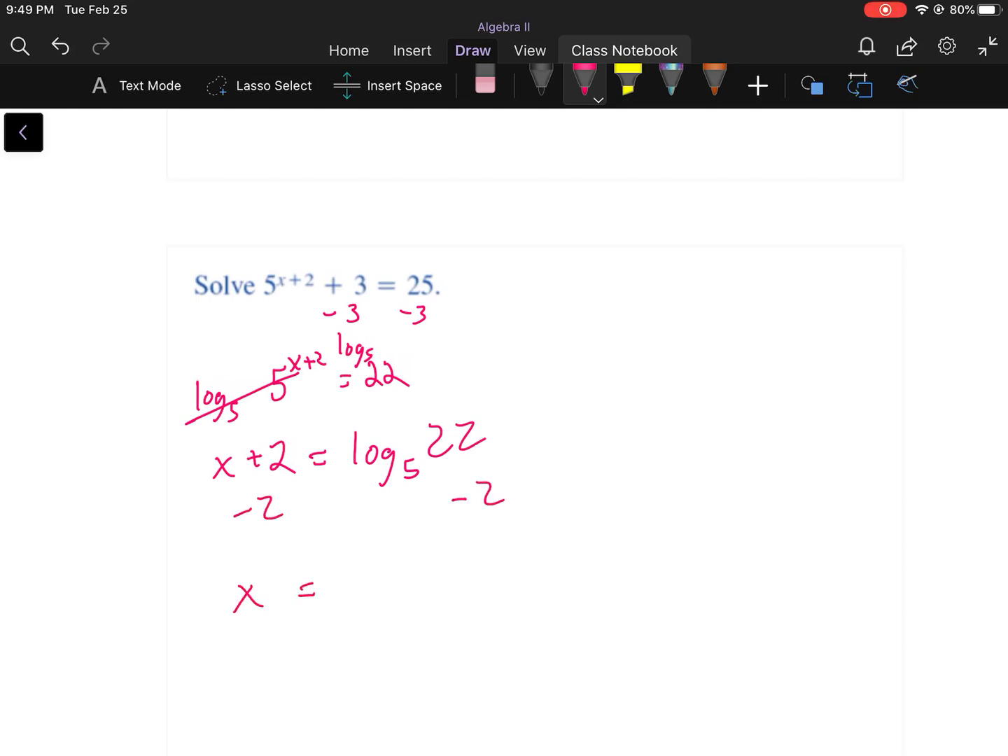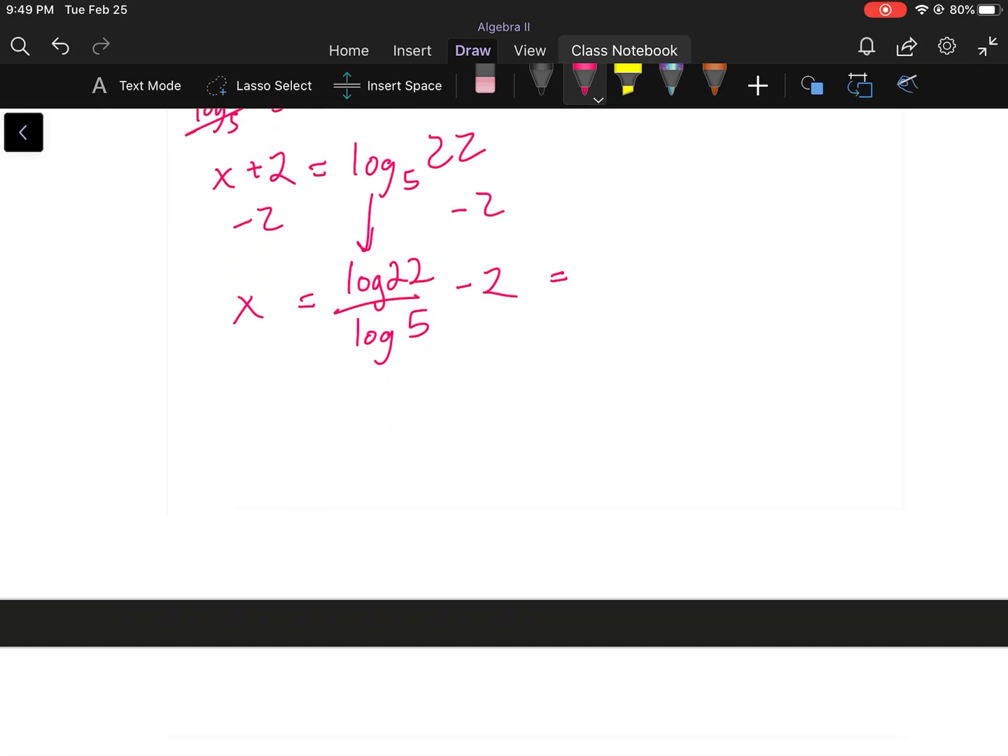And oftentimes I'll ask you for calculator ready form, so I won't give you the calculator. I'll just expect you to write it like, here, I'm ready to type it in. So your change of base for that log will be log base 10 of 22 over log base 10 of 5, minus 2, and that would get you your answer to that one.